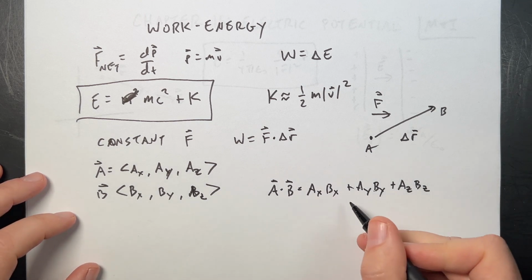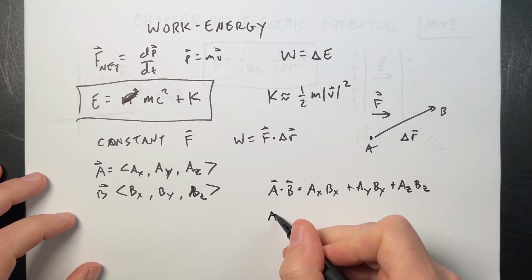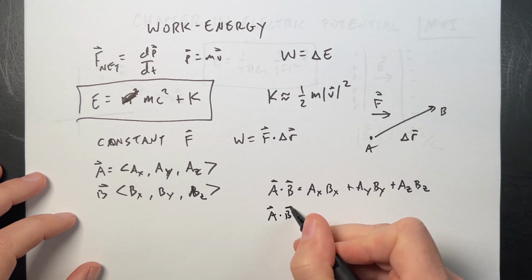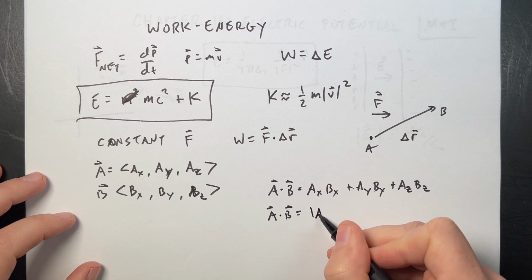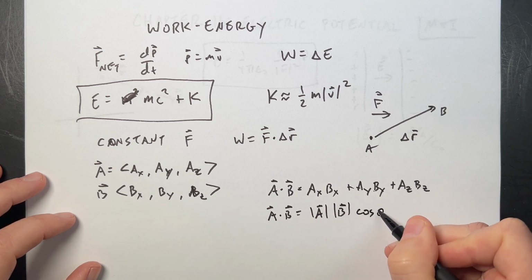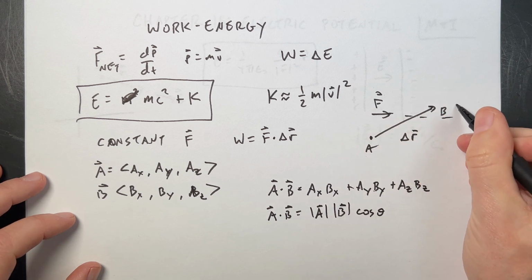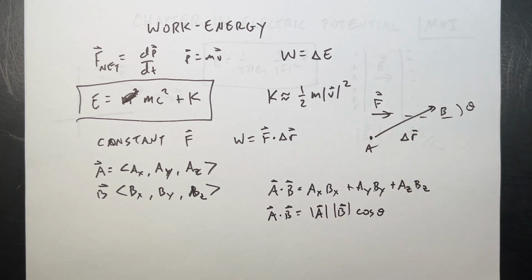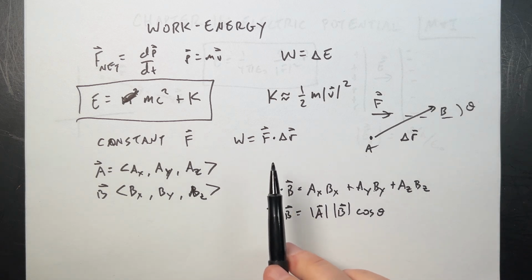Now, there is another way you could do this. A dot B can also be written as the magnitude of A times the magnitude of B times the cosine of theta, where theta is the angle between those two vectors. So that's work.